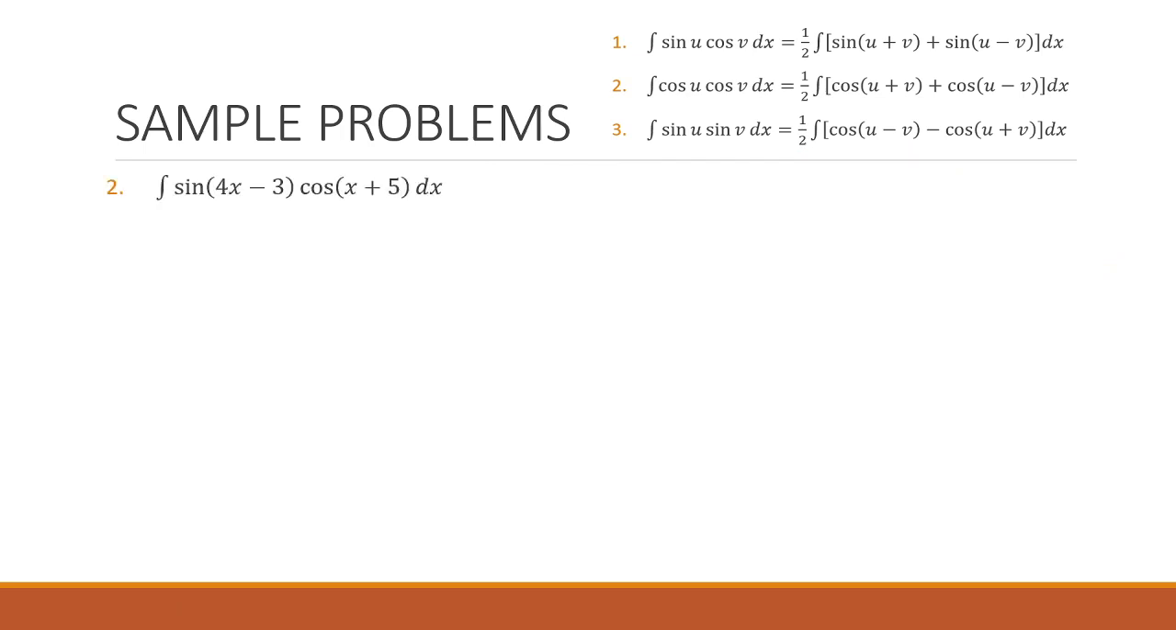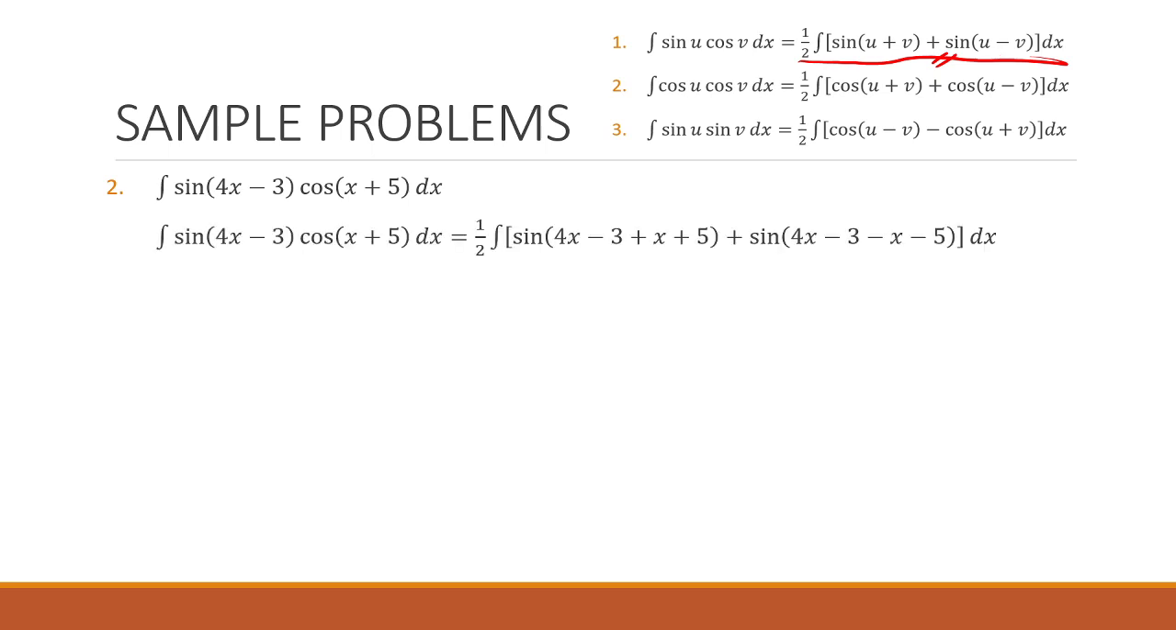Next, we have here the integral of sine 4x minus 3 times cosine x plus 5 dx. So it is a product of sine and cosine, that would be number 1, so we will be using this equivalent expression: 1/2 sine u plus v. U in this case is 4x minus 3, and v is x plus 5.